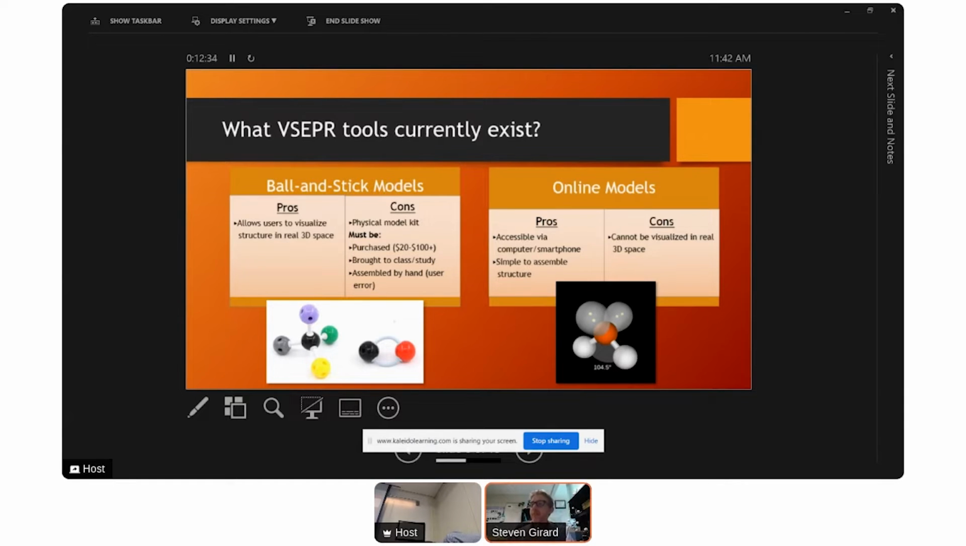So what you'll note here is that for ball and stick models, there's always going to be an element of user error. It requires the students to actually have to build them. That can be frustrating. It takes time, etc. But ball and stick models do a really good job of visualizing in real space, the space that the students have. So in order to address this, there have been some online models that have come into play in the last few years.